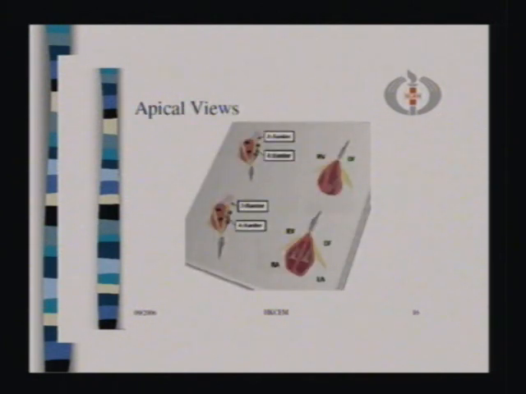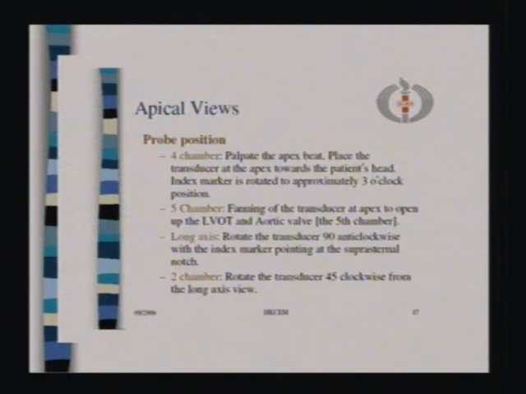This is the apical view. As I had mentioned, you put it at the apex, and you will see the 4-chamber view in this and a 2-chamber view. In the 4-chamber view, you get the LV, RV, RA and LA, while if you tilt it you will get a 2-chamber view, which I will be discussing in the next slide.